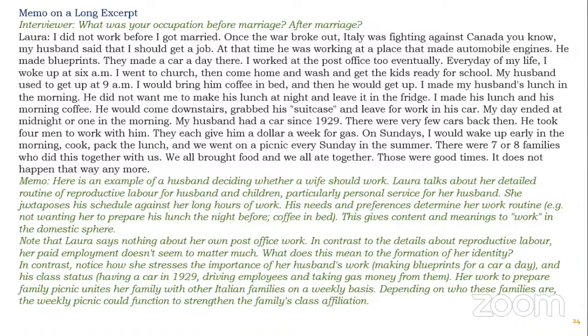You just note that these are the justifications that the researcher is providing for the assumption, the assumption that his needs and preferences determine her work routine. So this part is the assumption, and the example that is written within the bracket is the justification. It's part of the initial memoing that is done here. Okay, so this gives content and meanings to work within quotations in the domestic sphere. Note that this part is the reflective thought that we are seeing.